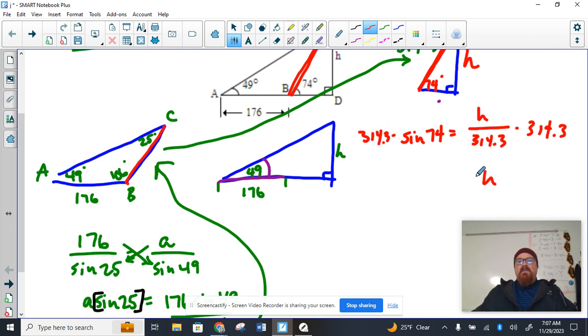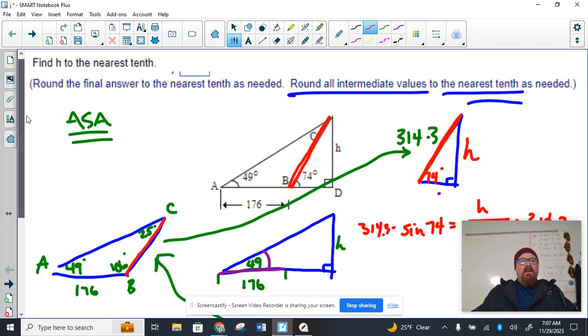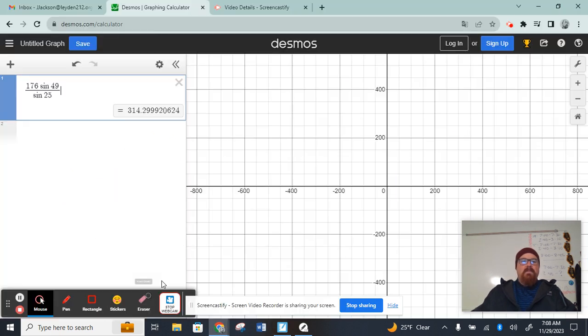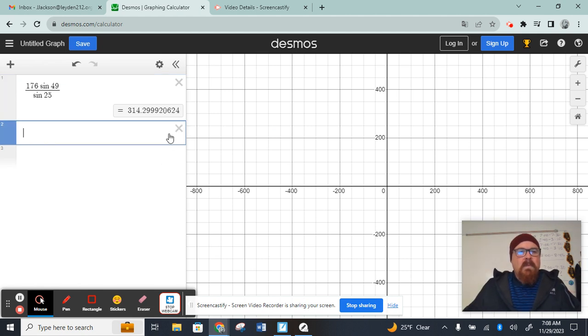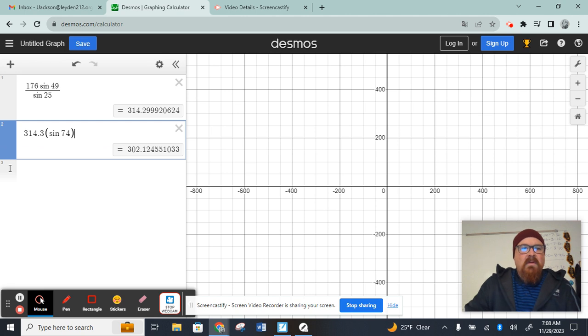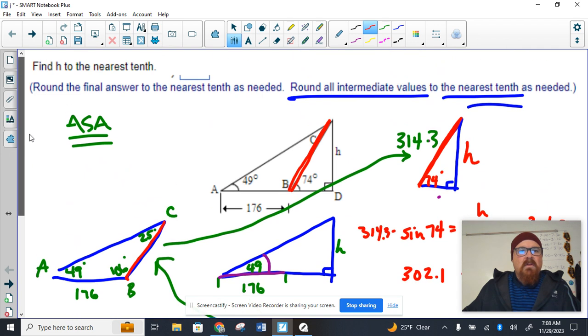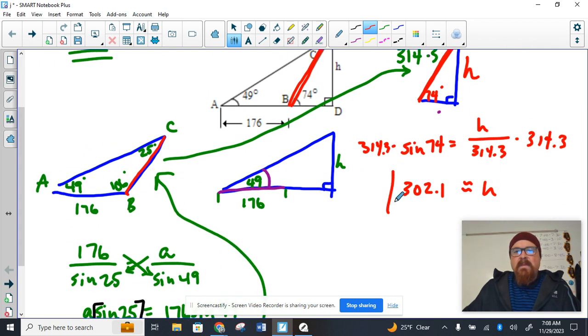So we get h is approximately, in the end, what do they want? Round the final answer to the nearest tenth as needed. So 314.3 times the sine of 74. We'll call that 302.1. So h is approximately 302.1. I don't think there's units here. There's no units. There you go.